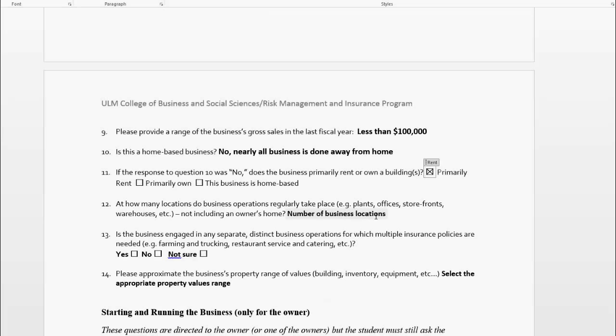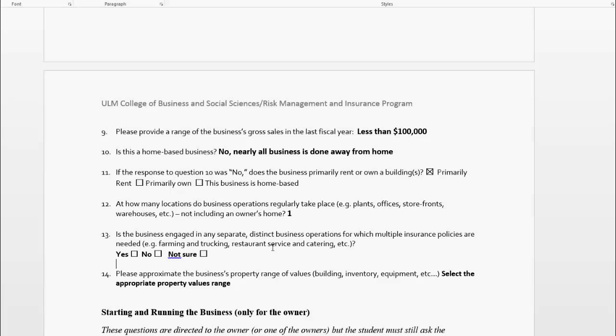At how many locations do business operations regularly take place, not including the owner's home, because we already asked about that? And so we want you to just type in a number here. For most small businesses, this is 1, but it's possible that they do have a plant, maybe a significant warehouse where inventory is stored, and so that would be considered a business operation. In that case, you would say 2. But for mine, I'm just going to say 1.